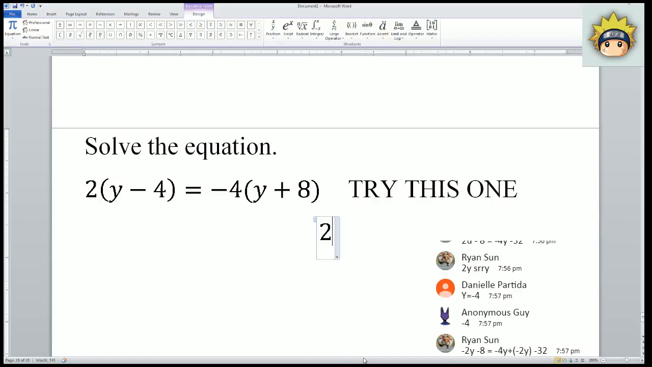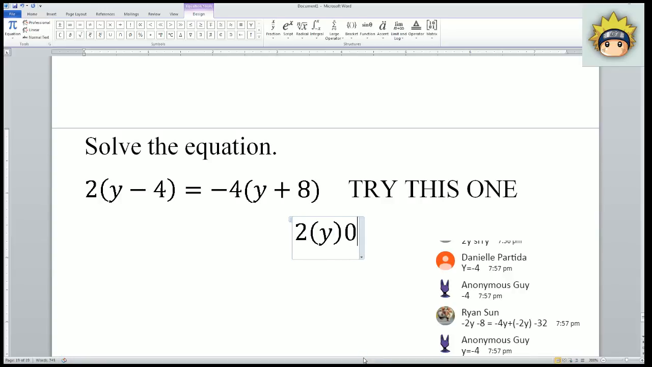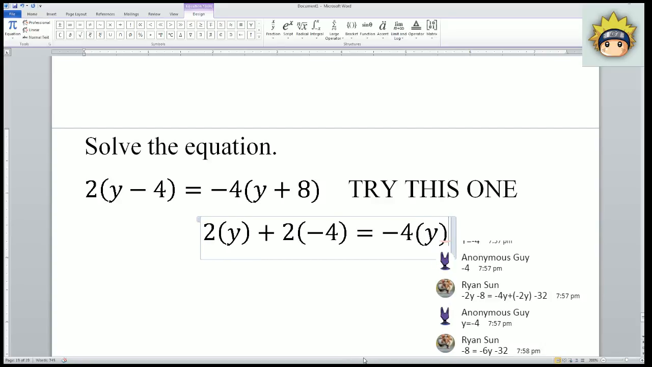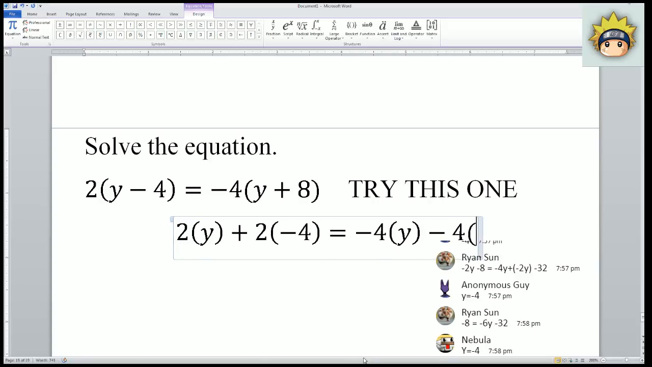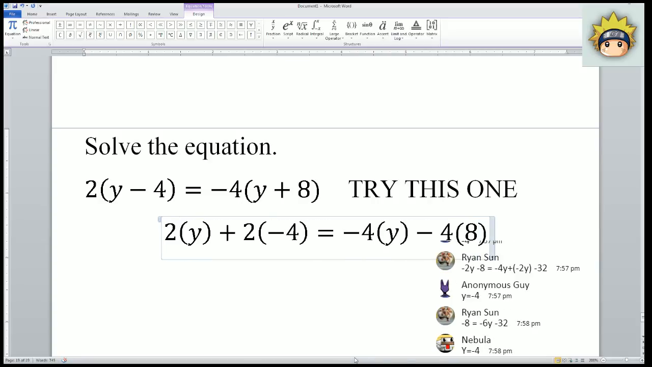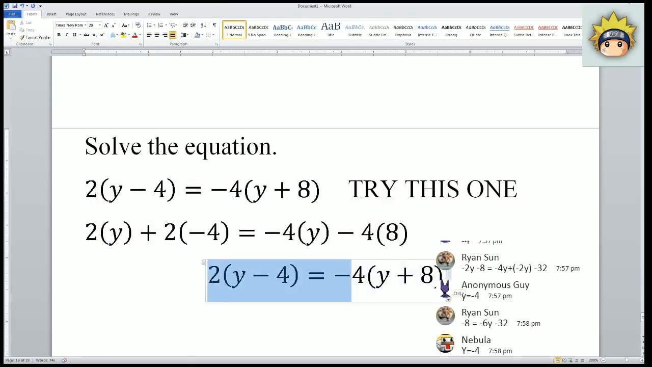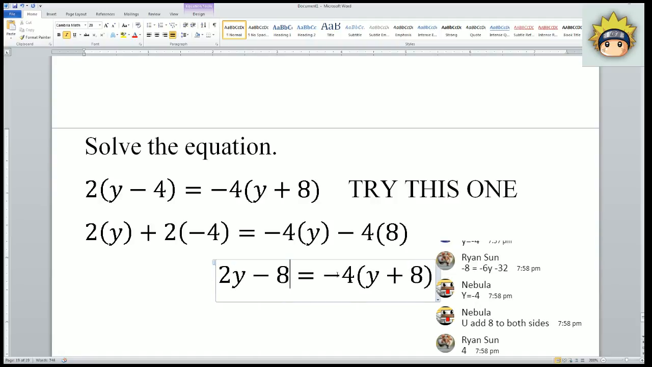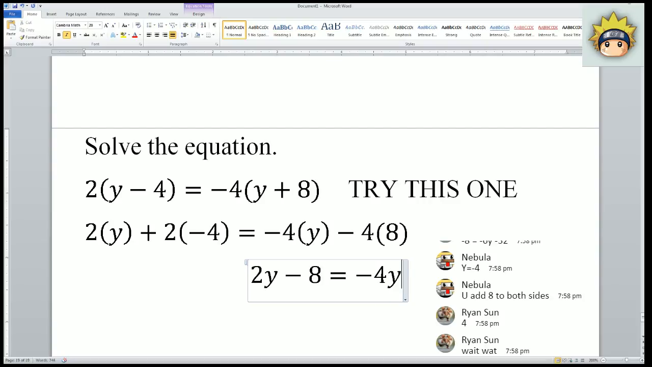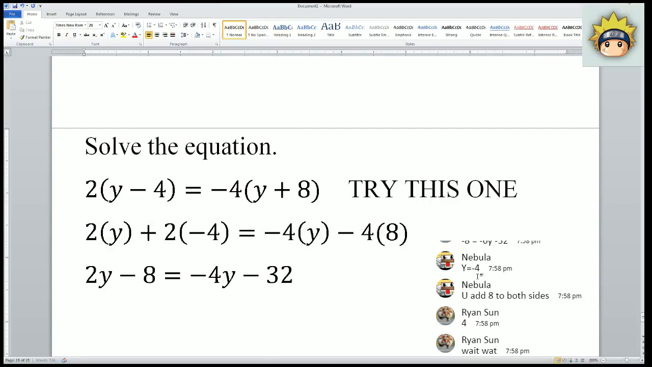All right, let's see what happens after we distribute. Okay, this is what I have so far. That's after I distribute. So I got 2y minus 8. Right-hand side got me minus 4y minus 32.